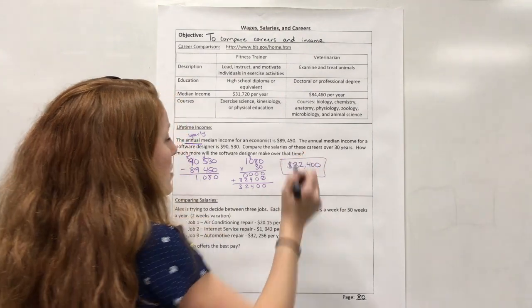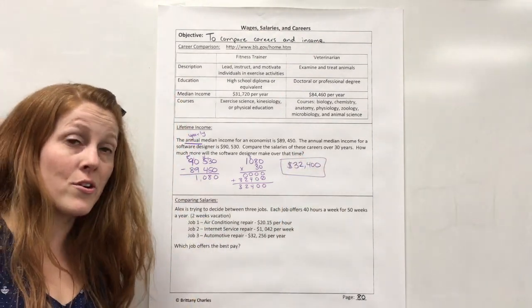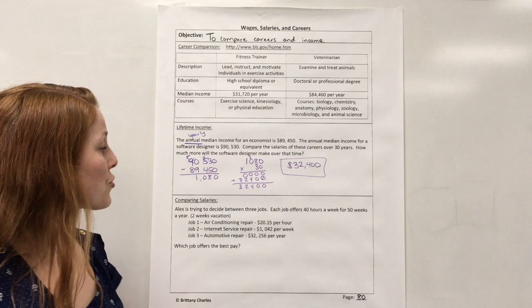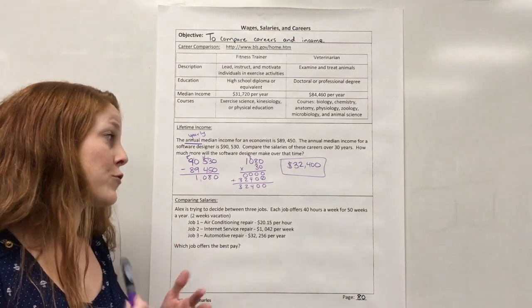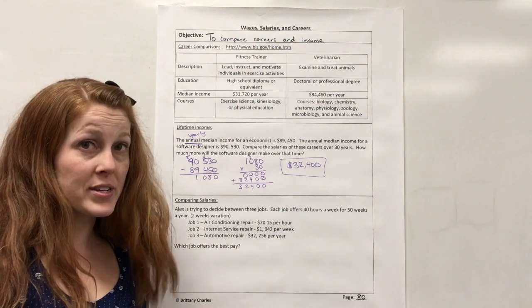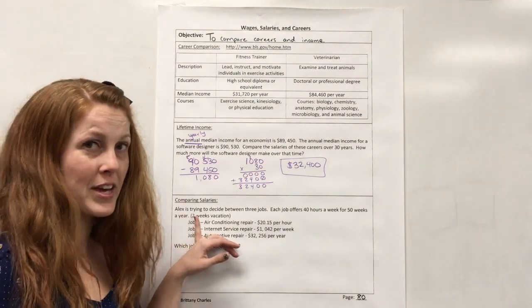All right, so now let's look at another example. Alex is trying to decide between 3 jobs. Each job offers 40 hours a week for 50 weeks a year, because you have 2 weeks for vacation.